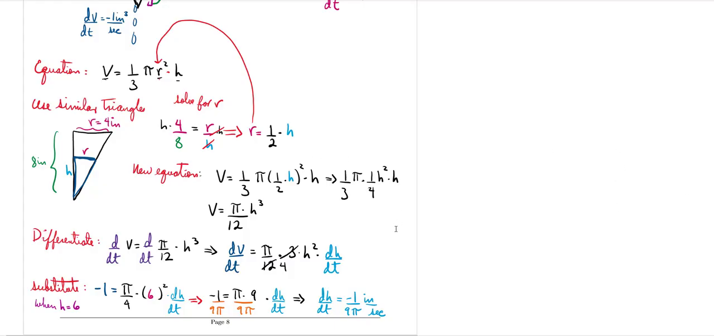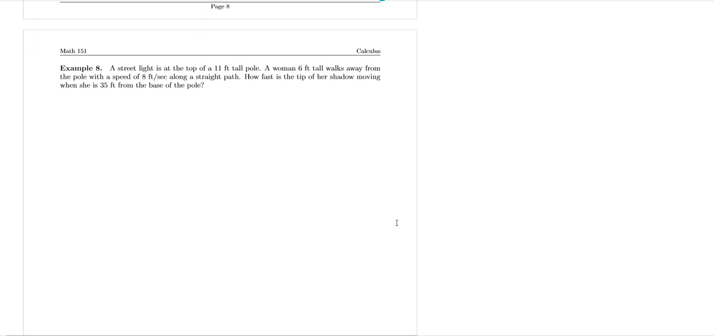Okay, so let's take a look at one more problem that's similar to the one that we just tried. For example 8 here, we have a street light that is atop of an 11-foot tall pole. Now a woman 6 feet tall walks away from the pole with a speed of 8 feet per second along a straight path. Now we want to know how fast is the tip of her shadow moving when she's 35 feet away from the base of the pole. So let's go ahead and reread the problem and see if we can come up with a diagram.